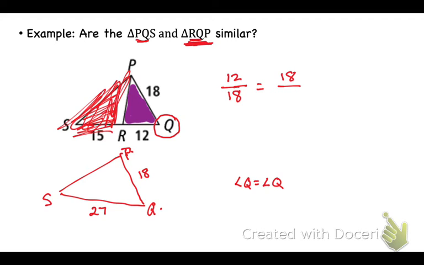So 18 was PQ in the small triangle, but that is not PQ in the big one. PQ corresponds to QS. Look at their positions in their name. So what's QS? 27. So I have to reduce these now. What goes into 12 and 18? 6. So you get 2/3.